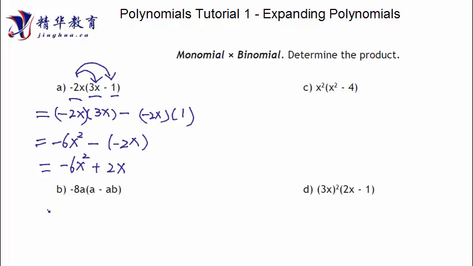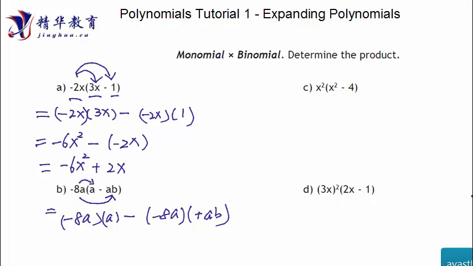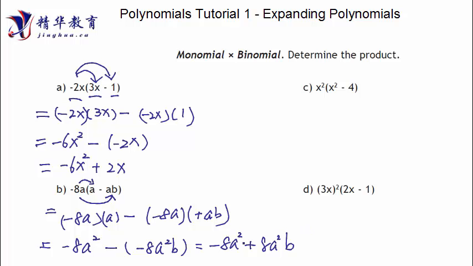Next one. So applying -8a to a and then applying -8a to ab will be -8a times a, and then minus -8a times negative ab, positive ab, sorry. So that's -8 times a times a, which is -8a squared. Minus, here ab here, right? So -8 will be -8, don't forget the bracket. a looking for a will be a squared, and then b here. Will be -8a squared plus, negative becomes plus, 8a squared b. Finished.